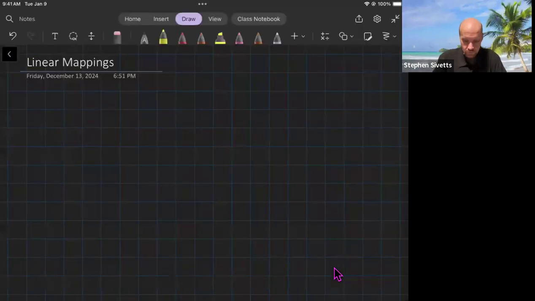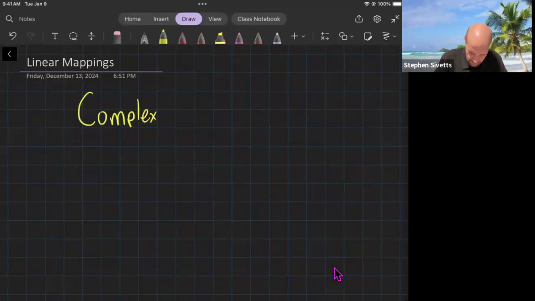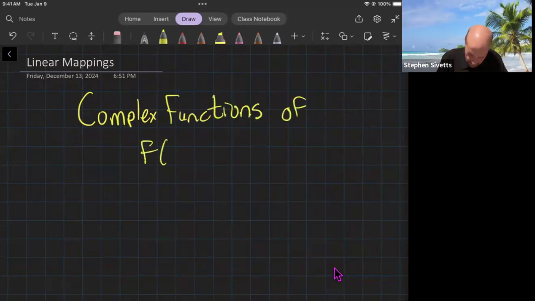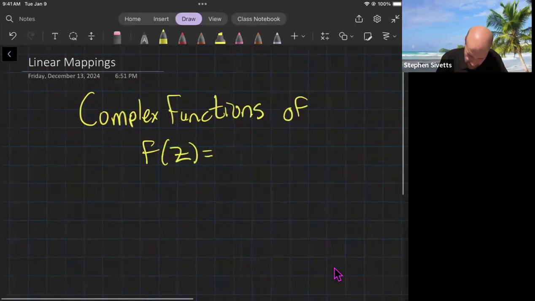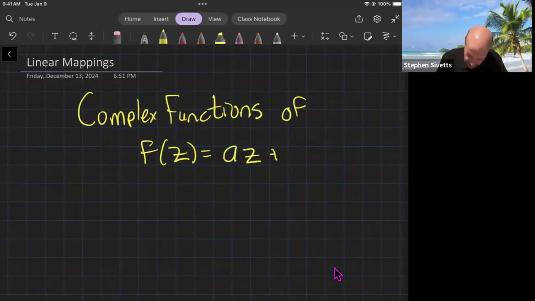All right, ladies and gentlemen, in this video, we'll be looking at a special type of complex functions that are easy to work with, and it will involve what is called linear mappings. So we're going to be dealing with complex functions of this form. They look like this. f of z is equal to a times z plus b, right?